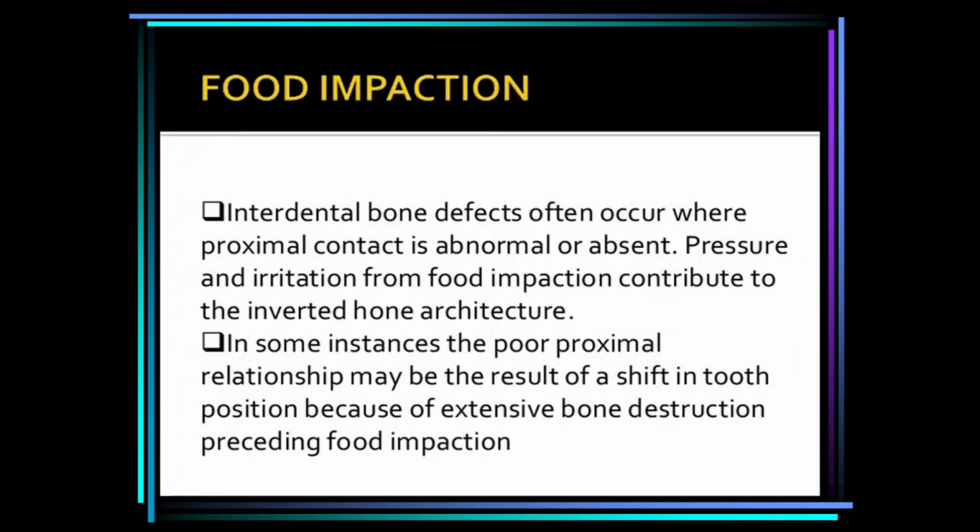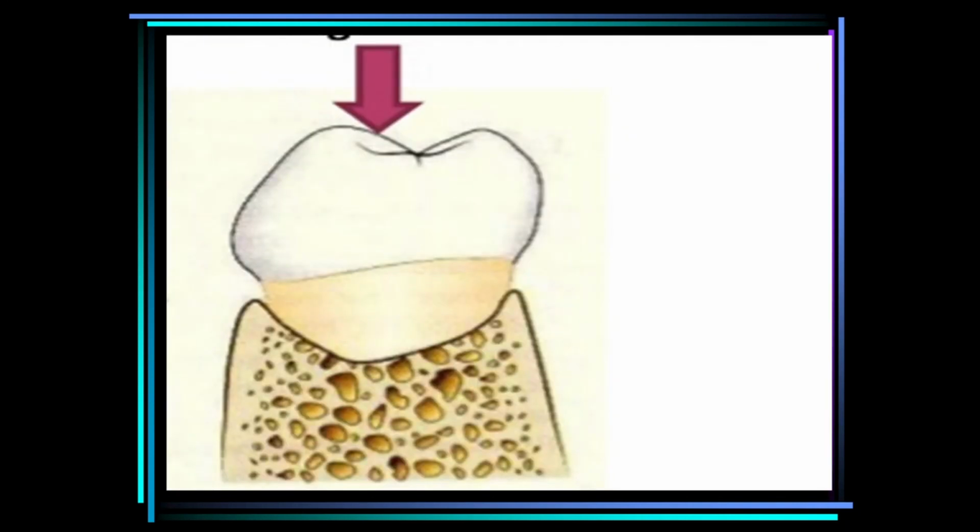Yet another diagram. Food impaction. Interdental bone defects often occur when the proximal contact is abnormal or absent. Pressure or irritation from food impaction contributes to inverted bone architecture. Because of the food accumulation in the interdental area, bone loss will be there. So we can see that because of food accumulation or plaque accumulation, these types of defects, craters, can be seen in the interdental areas.